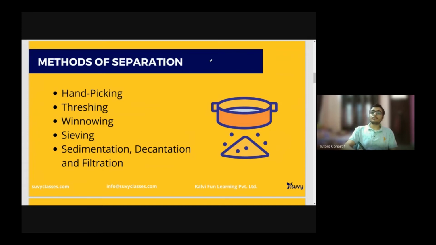Now, since we are talking about separation of substances, there are few processes that we need to study. There are 5 processes mentioned here, but I will teach you 6 processes. Sixth process that I will be teaching you would be evaporation. Okay. So sixth one is not right.